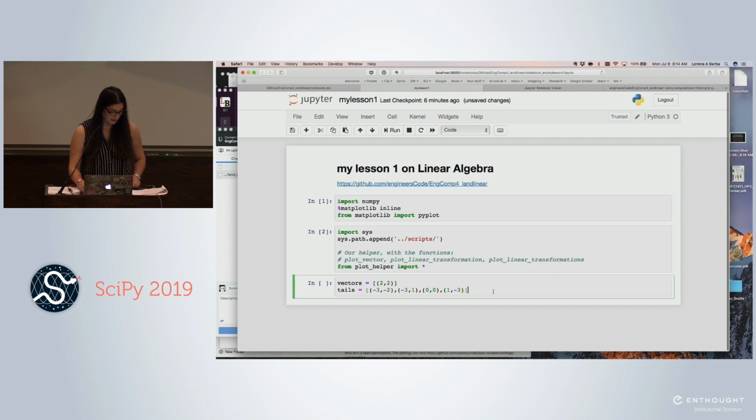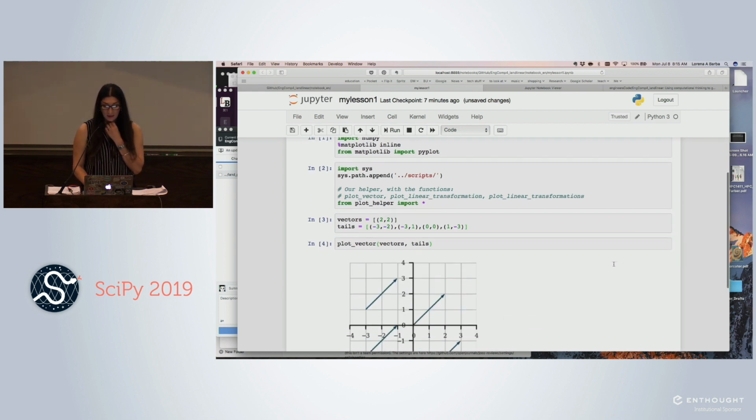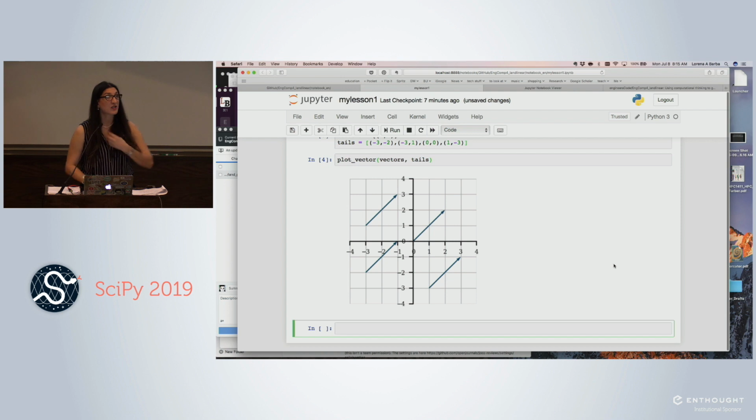And then we can call this function called plot_vector, vector without an S, that's the name of our helper function. And we give it as arguments the Python variable called vectors, where we have this list of vectors that is just one element, and another list that is the list of tails. And we execute that, and out comes a little representation of a vector.